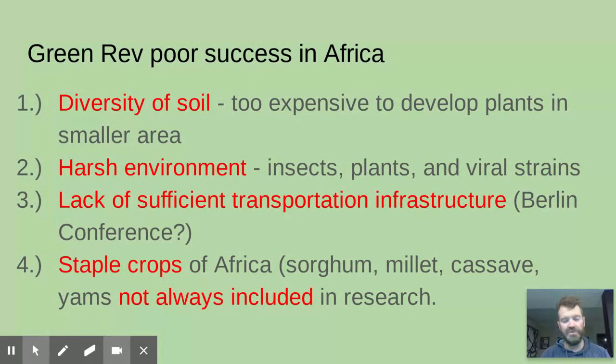So you remember the example of the guy from Iowa that went to Mexico and other parts. Mexico was part of the developing world at that point, and still is, but parts of Africa that can't grow wheat just don't get the help, right? So staple crops of Africa, things like sorghum, millet, cassava, and yams, are not always included in this research because the return on the investment for the people making the investment isn't quite as great.